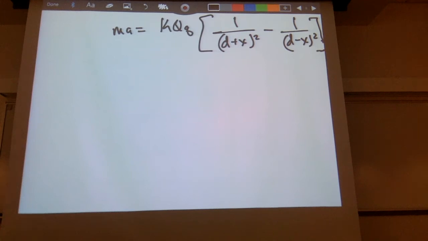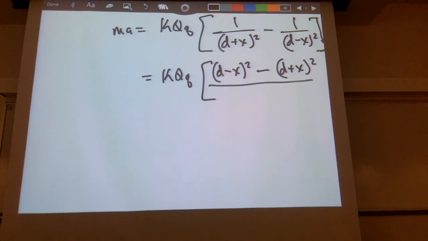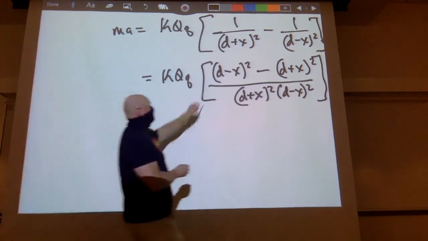Now from here, we have a common denominator, and that common denominator is simply the product of both of these two. So this is going to be equal to KQQ times D minus X squared minus D plus X squared, all divided by D plus X squared times D minus X squared. So good.